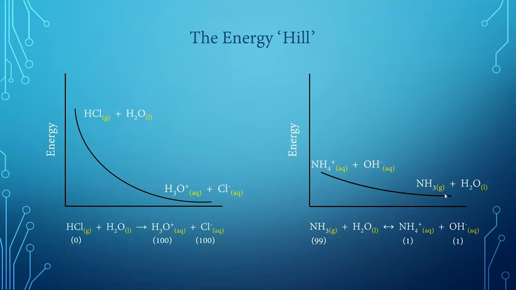So anytime we have a reaction where it's possible to actually go both directions in a large enough amount to be measured, we represent it with this double arrow.